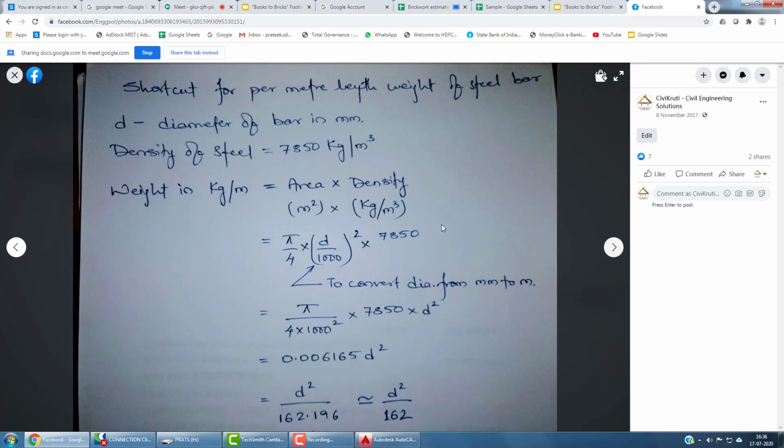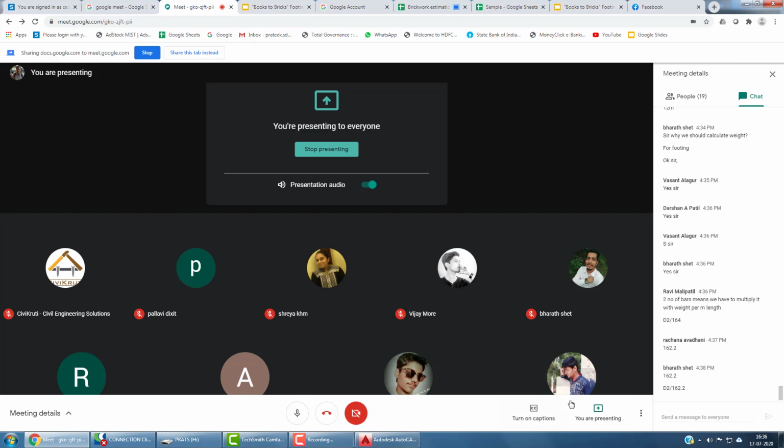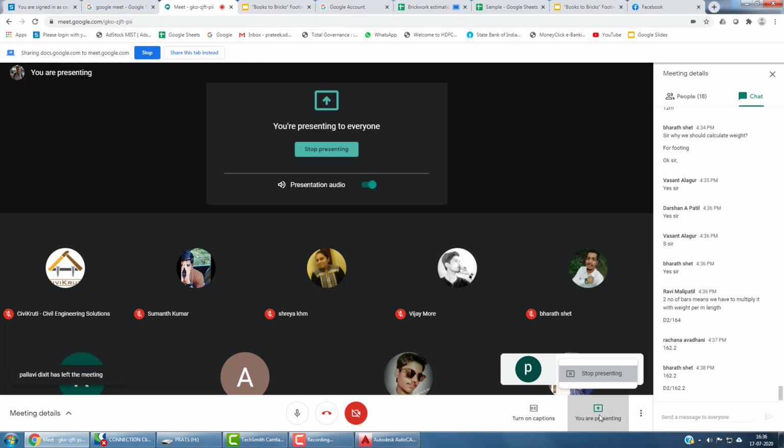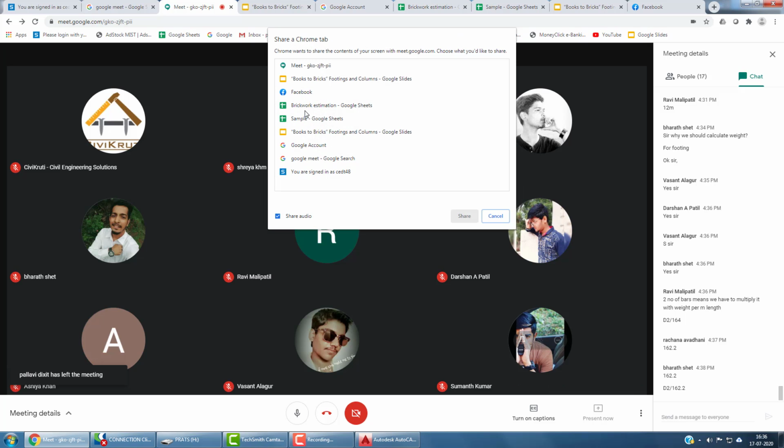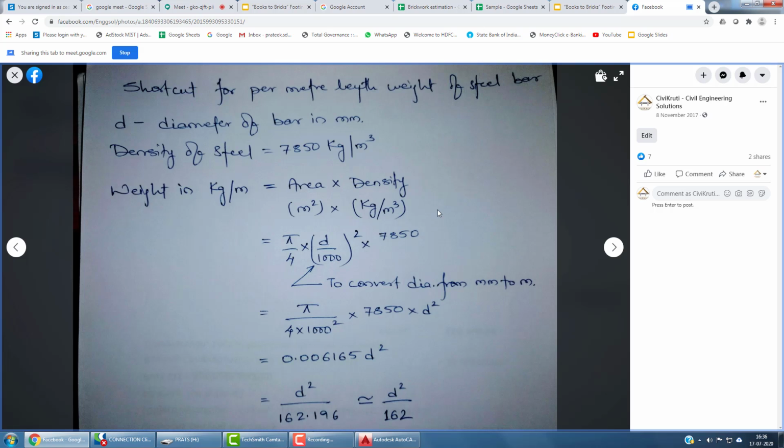Yes, can anybody just tell me why is that d square by 162? How does that d square by 162 come into picture, or how has that equation arrived? I hope you can see the photograph. It is just to explain how this d square by 162 comes.